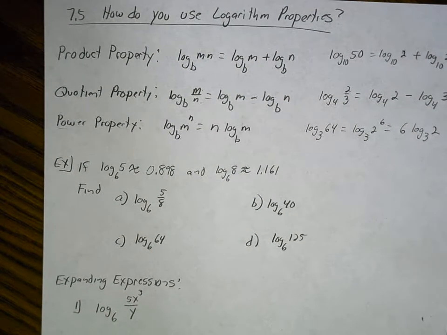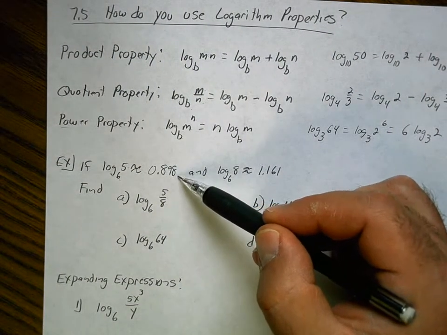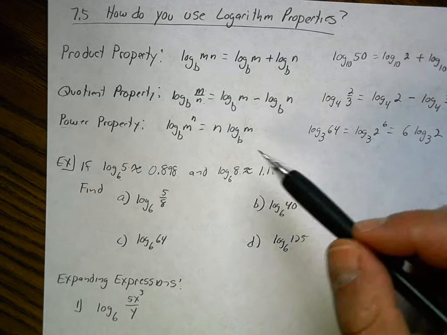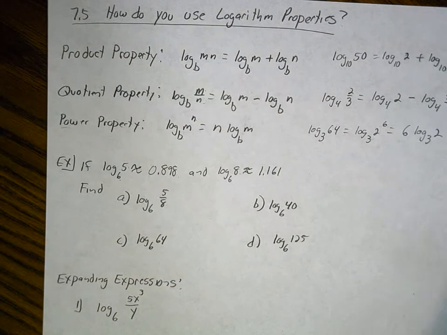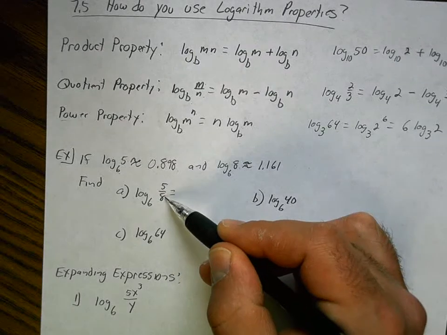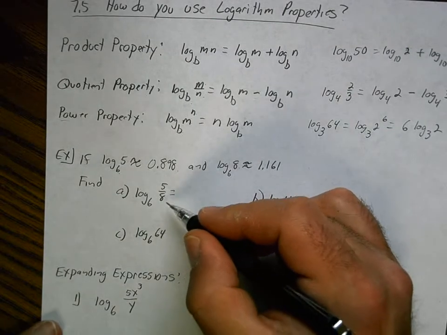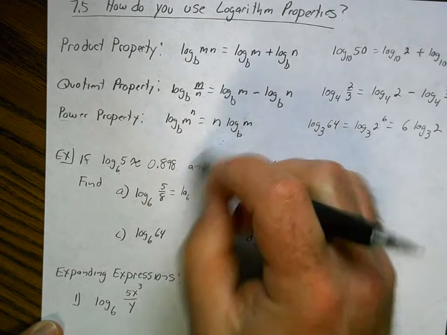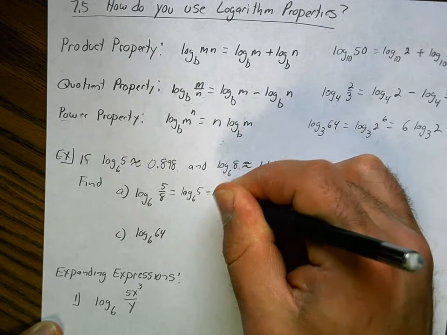So, one example here. Let's say I know log base 6 of 5 is approximately equal to 0.898, and the log base 6 of 8 is approximately equal to 1.161. You can commonly find logarithm tables in the back of textbooks where you can find these values. If I want to find the log base 6 of 5 over 8, I can use the quotient property. The log base 6 of 5 over 8 is the same as log base 6 of 5 minus log base 6 of 8.